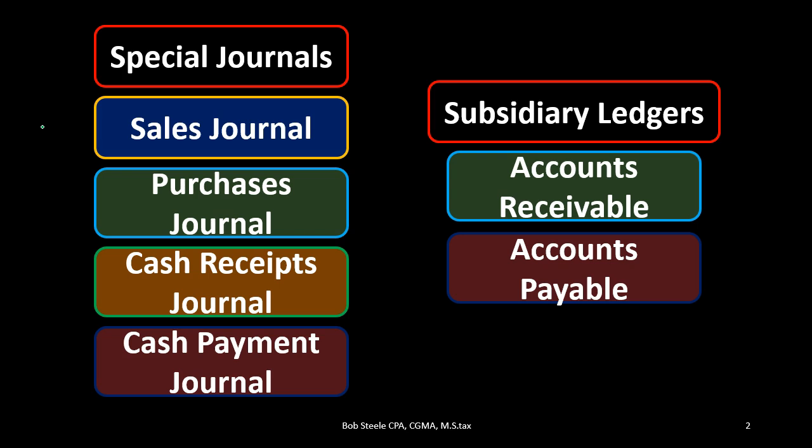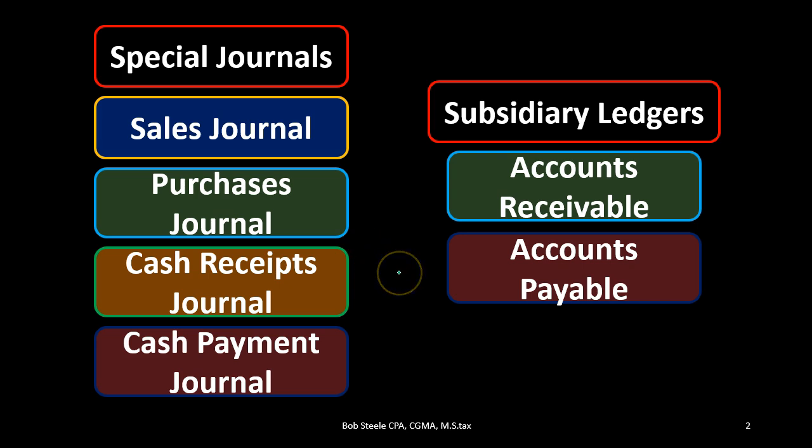We could get more detail by going to the general ledger, as we can with any account, and that would give us the detail by date. But of course, what we really want is the detail by customer, and in order to get the detail by customer, we need another type of ledger to do so. We'll call that an accounts receivable subsidiary ledger.